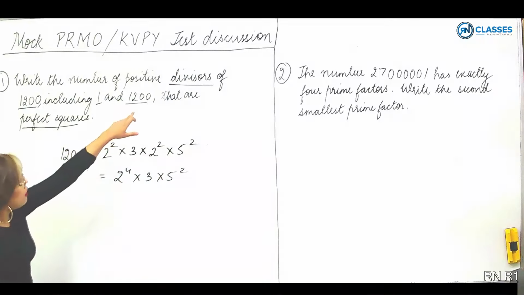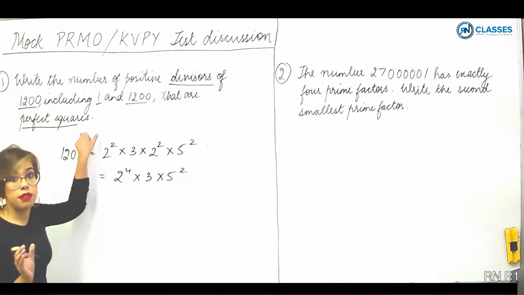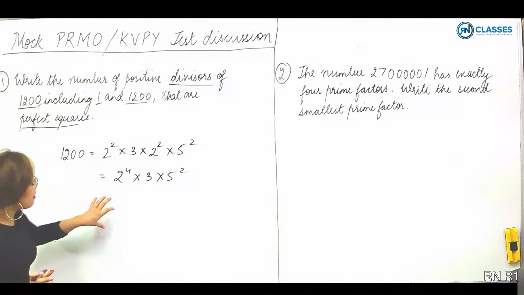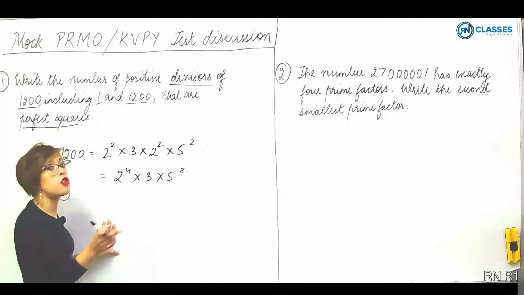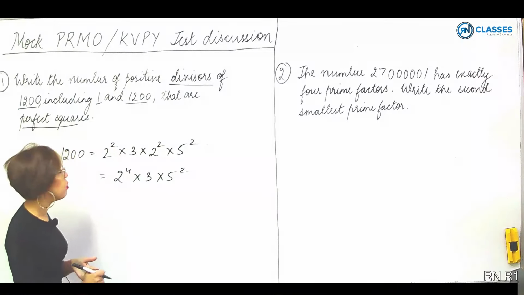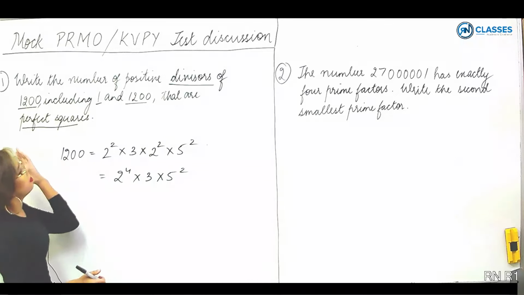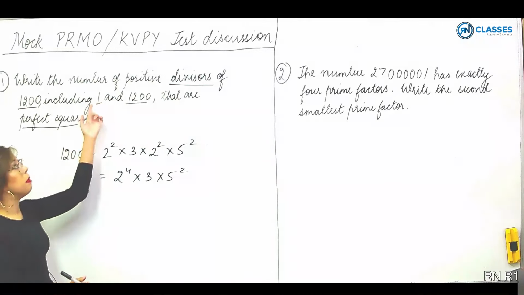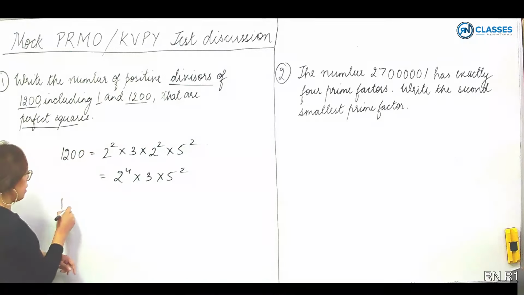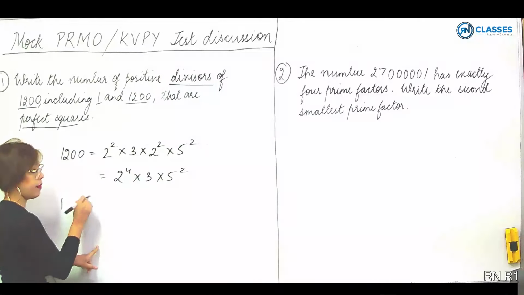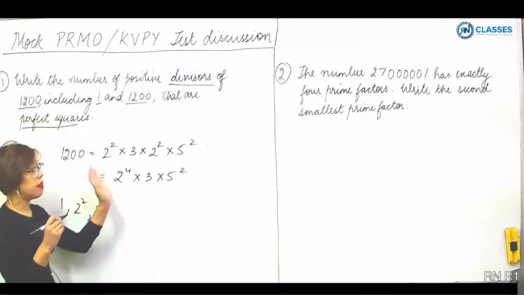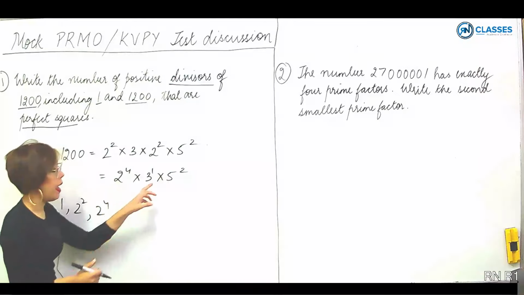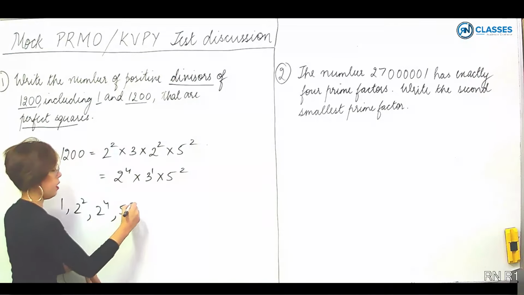Now, I want the divisors that are perfect squares. That means if I want to write the divisors, the power of any prime factor has to be even. So let me see. Obviously, the first perfect square divisor will be 1. So don't forget that, 1. The next would be 2 square, as you can see, then 2 raised to the 4. Obviously, 3 will not be included, the power is odd. And then we can take 5 square.